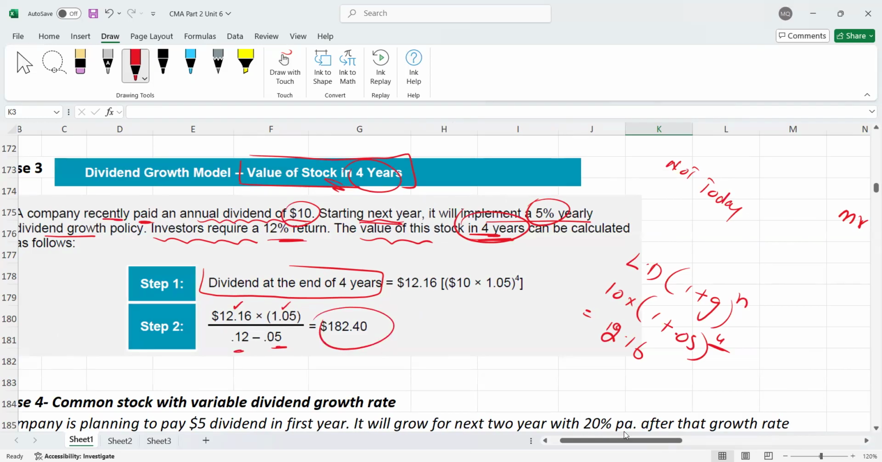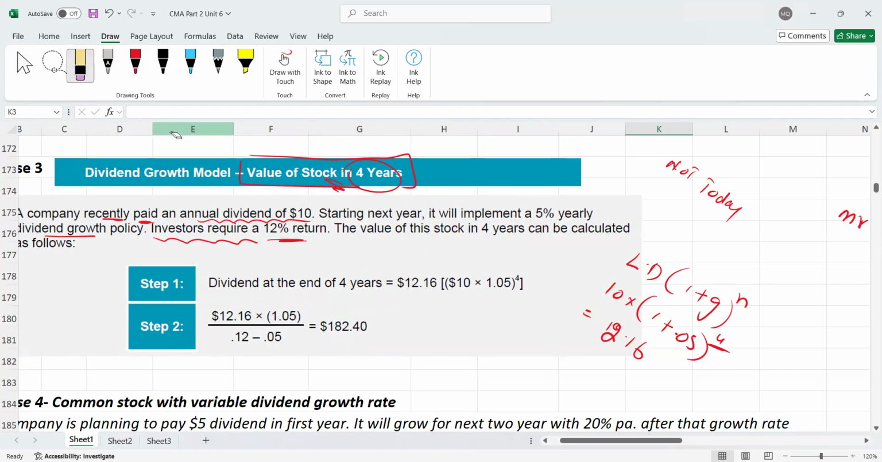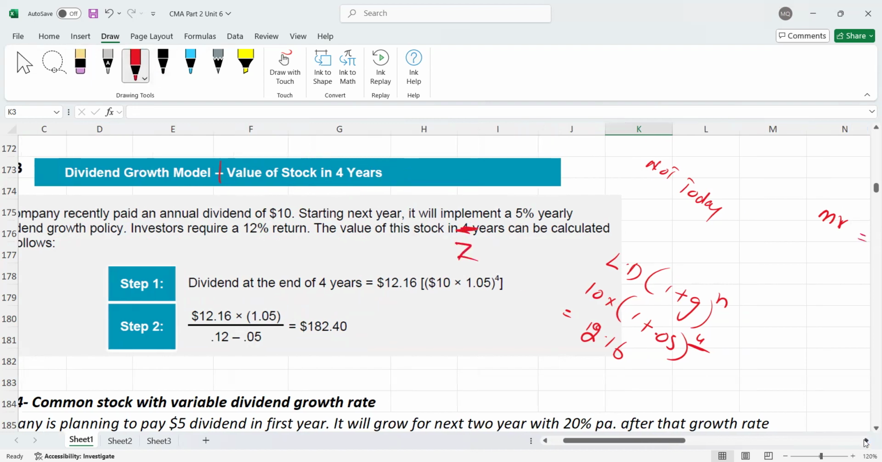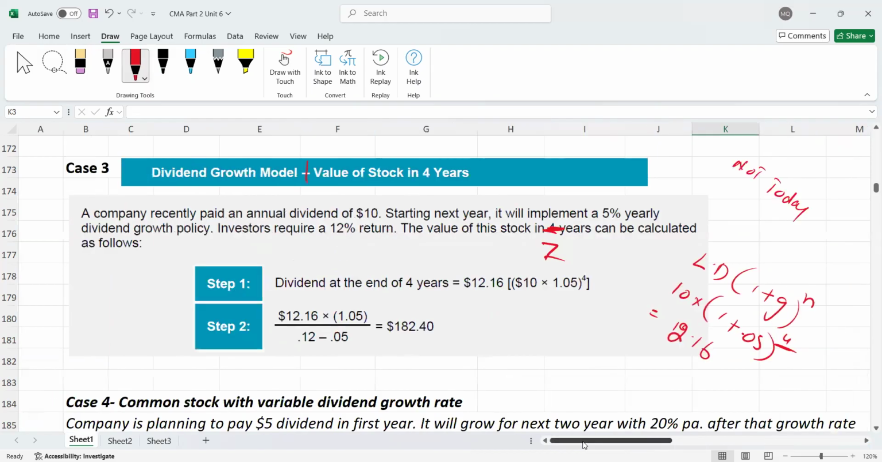For example, we have the same question. Now let's assume you want to know the market value of shares after 7 years, not in 4 years. How will you change the question? For step number one, make the changes here. You will take the recent dividend, which was $10, because now I want to calculate for 7 years. So I'll take the recent dividend times 1 plus growth, which is 0.05, raised to the power 7.